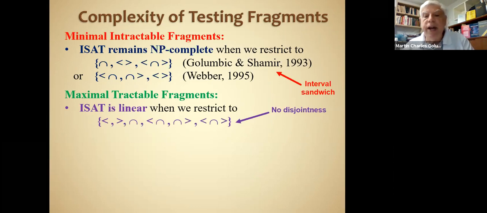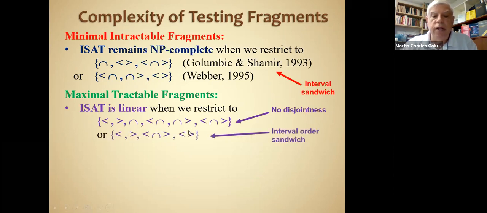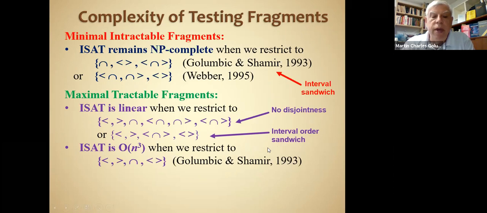For example, if I do not allow disjointness among those intervals, and I only allow these six possible disjunctions, then it's linear. And if instead I chose this set of disjunctions, this is equivalent to the interval order sandwich problem, and that is also linear.